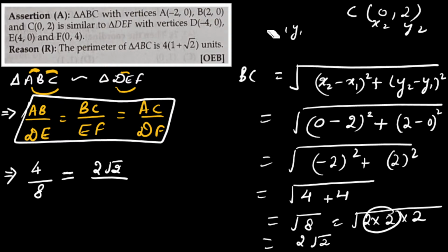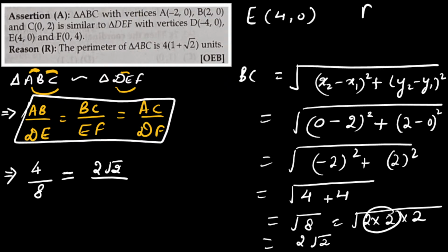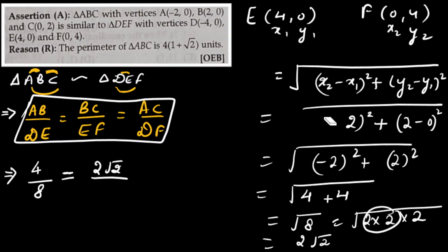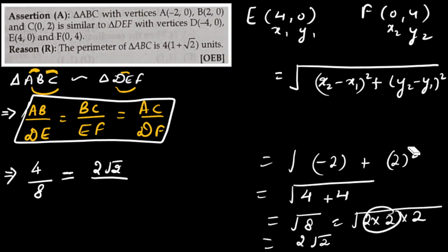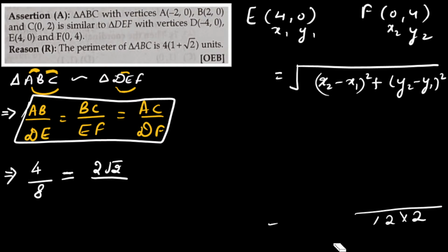So EF we have to find by using the coordinates of E and F. So E's coordinates are 4, 0 and F's coordinates are 0, 4. So x1, y1, x2, y2. Always write it down. It takes 1 second extra, but you can avoid mistakes by writing the value of x1 and y1, because while substituting there won't be any mistakes.